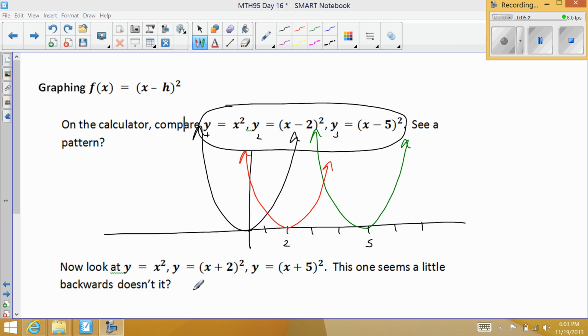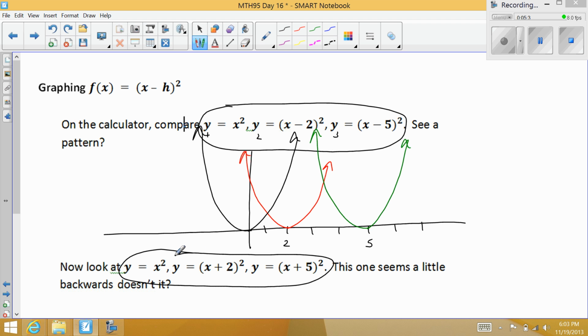Now, I'm going to do the same sort of thing. We've got those three in your calculator. Go back and change all the subtractions to additions and graph these three. I think you're going to notice something that's going to seem a little odd.